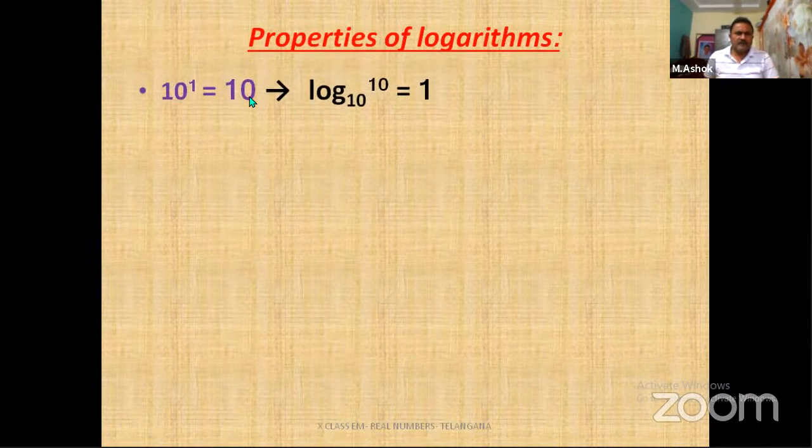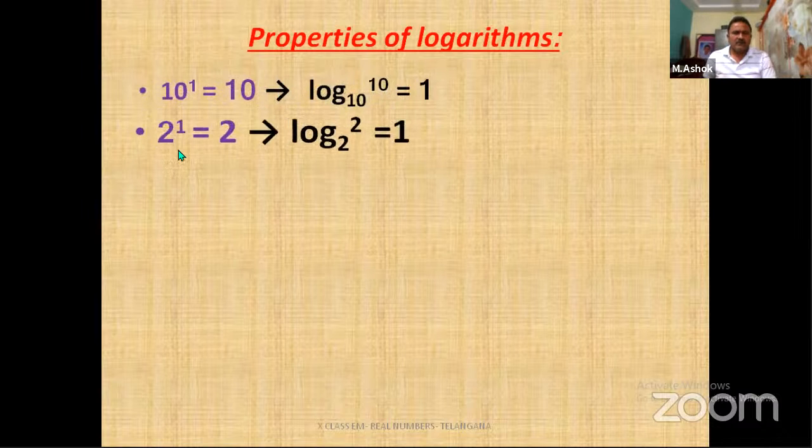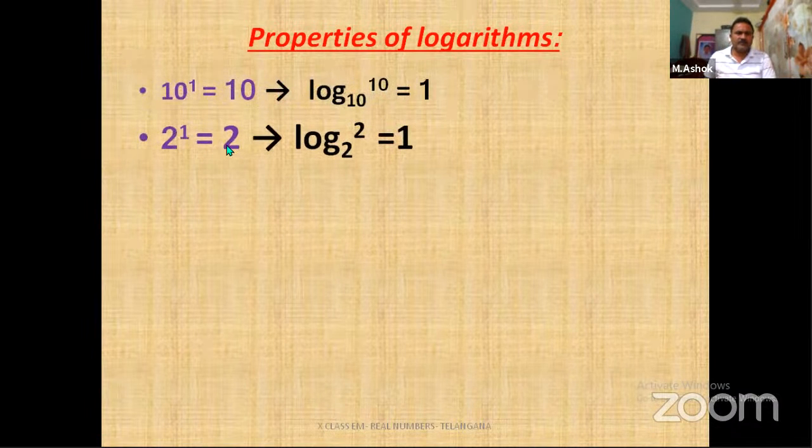10 to the power of 1 is equal to 10. Any number to the power 1 is again the same number. So 10 to the power of 1 is equal to 10. So I am writing its logarithmic form. Log 10 base 10 is equal to 1. So 2 to the power of 1 is equal to 2. Basing on this, the logarithmic form is log 2 base 2 is equal to 1.